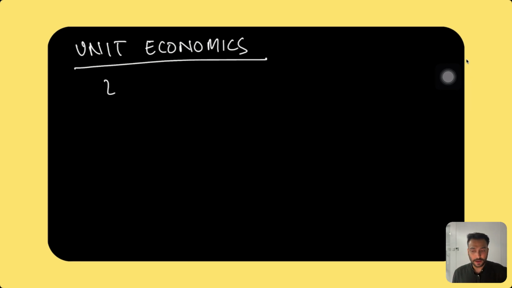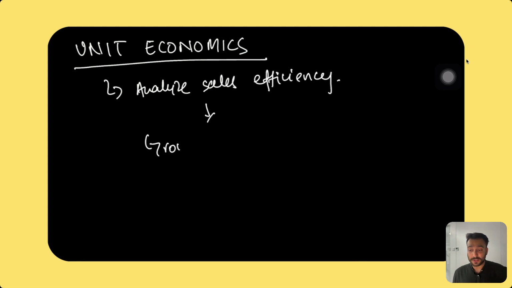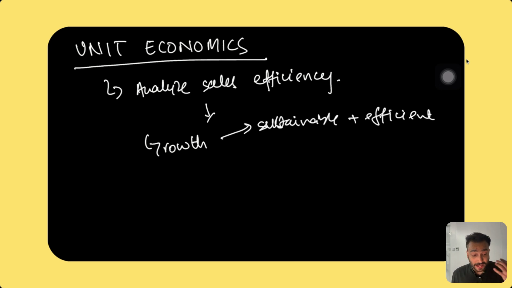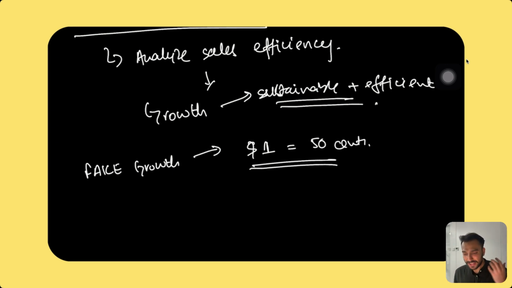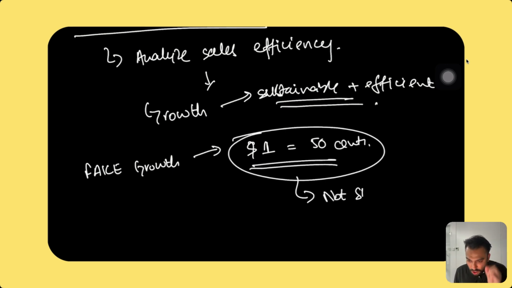All right. Now, unit economics. This is analyzing sales efficiency. Now, unit economics are extremely important. It actually tells us whether our growth is sustainable and efficient or not. Because you can achieve fake growth if you're selling a dollar for a penny or 50 cents. Of course, you're going to grow, but that is not sustainable. So you have to remember that.